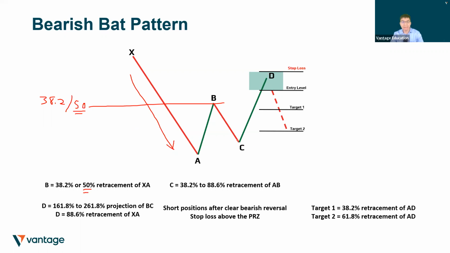Point C falls anywhere between 38.2% to 88.6% retracement of AB. I think I should highlight it out here instead of drawing on a chart. The pattern is completed at D right here, which will be located in the potential reversal zone.